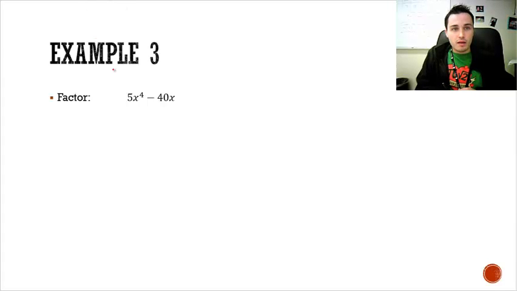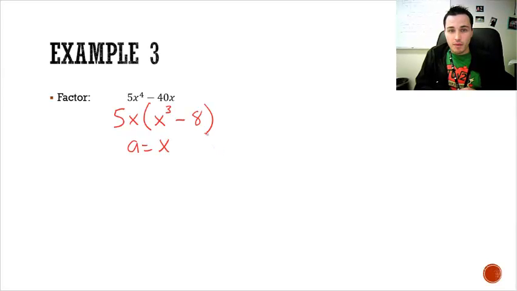Now on this one, no, these are not a difference of cubes. These are not cubes. But they do have a common factor. They're both divisible by 5, and they both share an x. So the first thing I need to do here is pull out the 5x. When I do that, it leaves me with x cubed, and 40x divided by 5x would just be 8. Now this part is a difference of cubes, so my a would be just x, and my b would be 2.